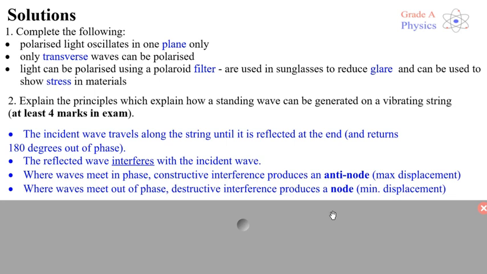And then we have these 2 waves interfering. The reflected wave interferes with the incident wave. That's the key term there. Where they meet in phase, we get constructive interference, we get an antinode. Where they meet out of phase, we get destructive interference, and we get a node, and that's minimum or zero displacement. So this is probably the most important set of notes or bit of information from this video.